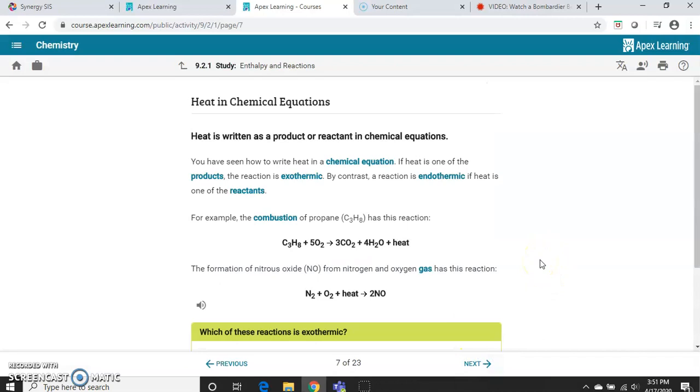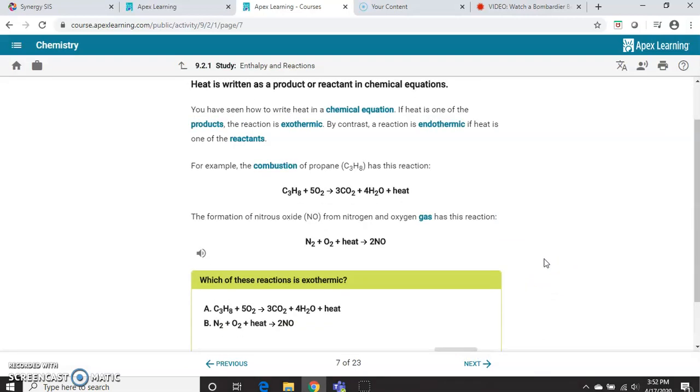With this, we can also write heat into a chemical equation. So we have heat being a product over here.